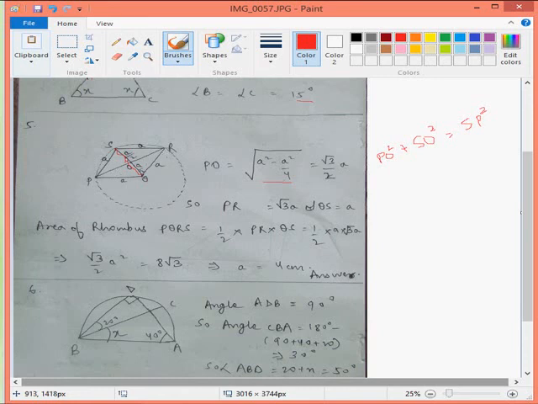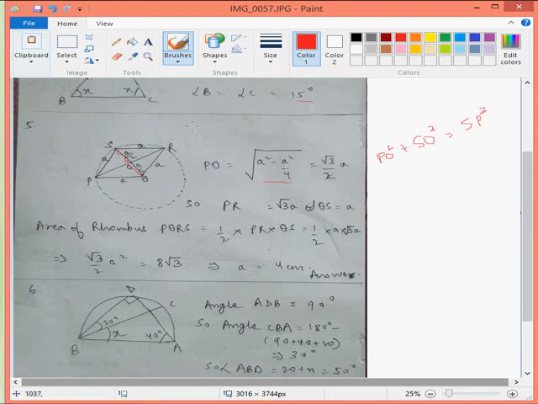And PO is equal to OR. So obviously PR will be equal to root 3 by 2 A into 2, that is root 3 A. So one diagonal of the rhombus comes out as PR and the other diagonal is QS. The area of any rhombus is 1 upon 2 into the product of the diagonals. One diagonal is PR, the second diagonal is QS. So the area of the rhombus is 1 upon 2 PR into QS.